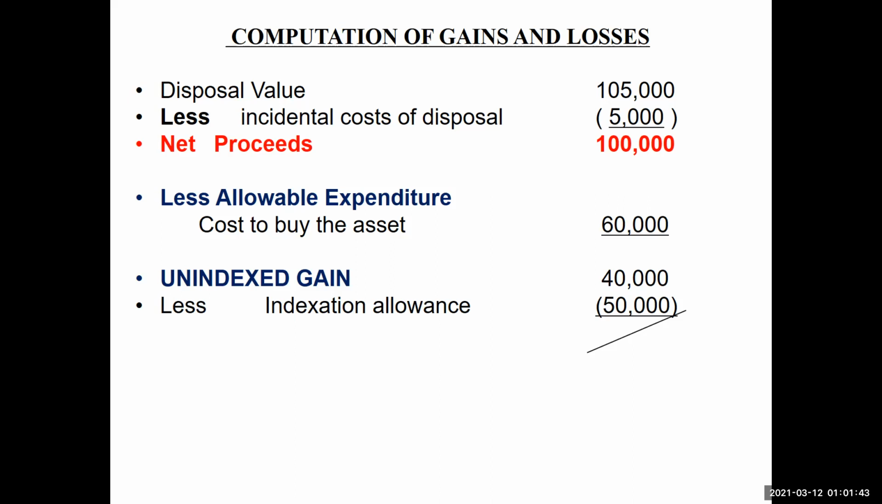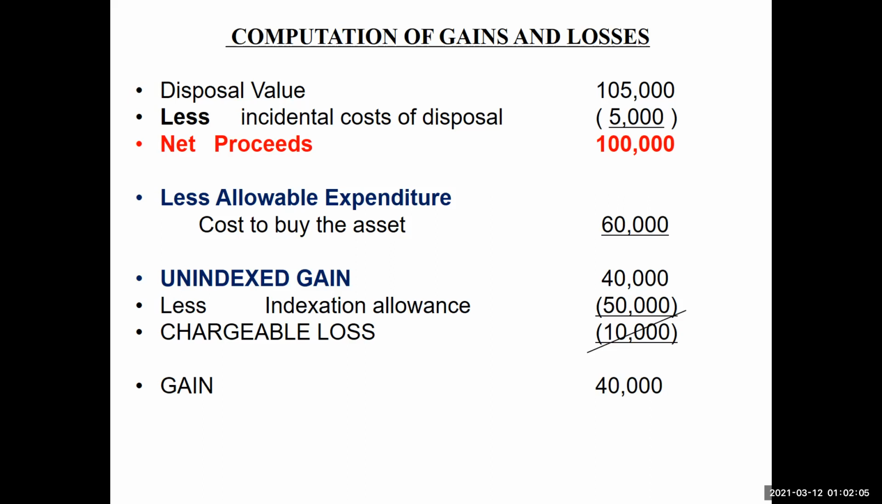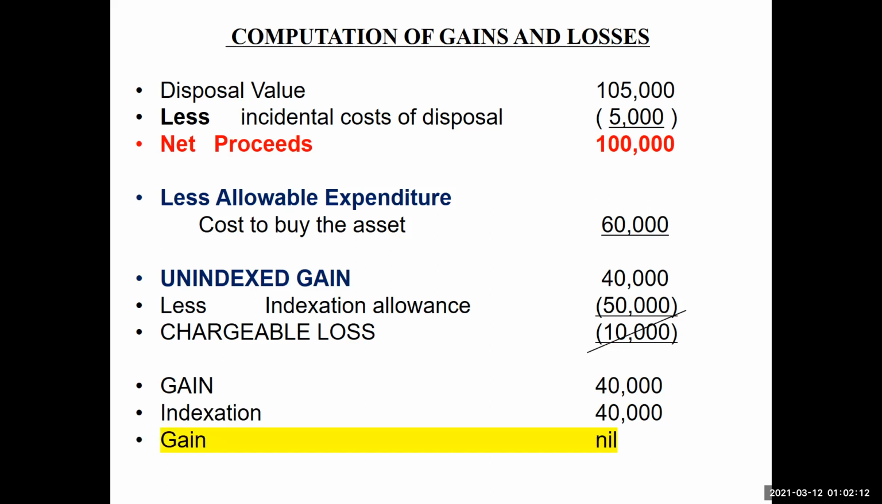A gain of 40,000. Indexation allowance will knock it off to become a negative 10,000. The system wouldn't allow us to claim a loss, or to knock off the indexation gain to become a typical loss where we carry the loss forward. No. What we do is we have to limit the indexation allowance to only 40,000, the maximum of the gain. So gain will be 40, indexation will be 40, and then we'll get a nil chargeable gain or chargeable loss. Okay, that's the first point we're raising.